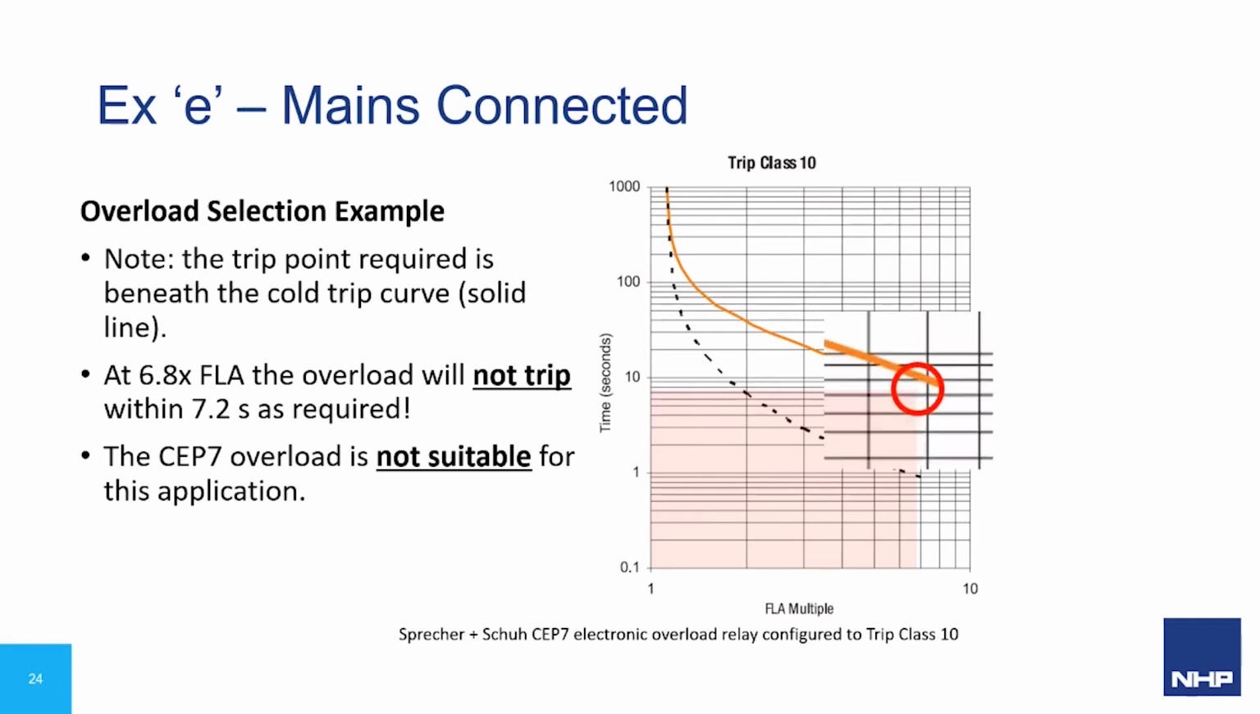Now, having a closer look, obviously we confirm this, which means that the overload isn't suitable. So at 6.8 times the full load current, the overload will not trip within 7.2 seconds as required. And so in this particular situation, with this overload, this motor, and just this application, you can't use this overload.